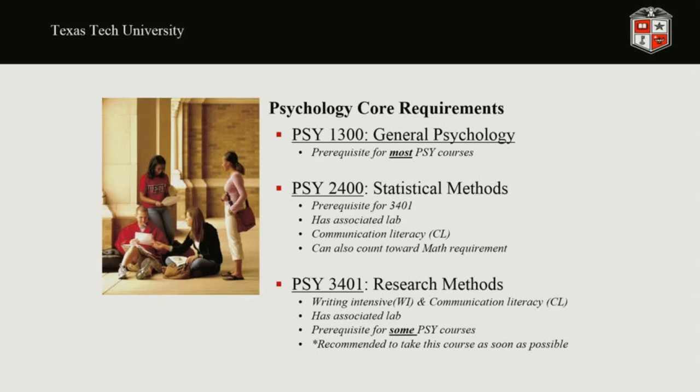The final core class that all psychology majors are required to take is Research Methods, Psychology 3401. That is also one of the 3 communication literacy classes that you must take, or if you're on the old curriculum, it'll be writing intensive. It has a lab. It is a prerequisite for some psychology courses, but not all. Our faculty strongly recommend that you take this course as soon as possible, which means as soon as you finish General Psychology and then Statistical Methods. Ideally, your next class will be Research Methods.